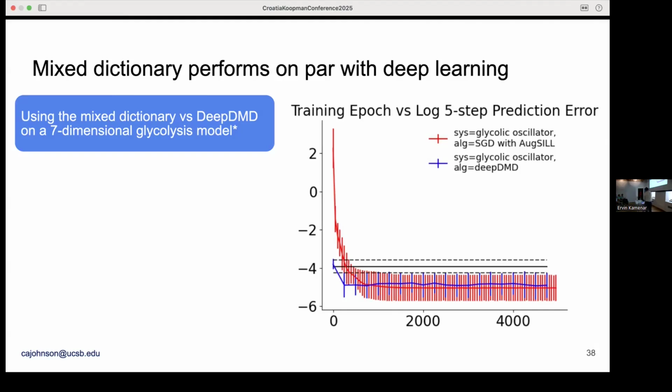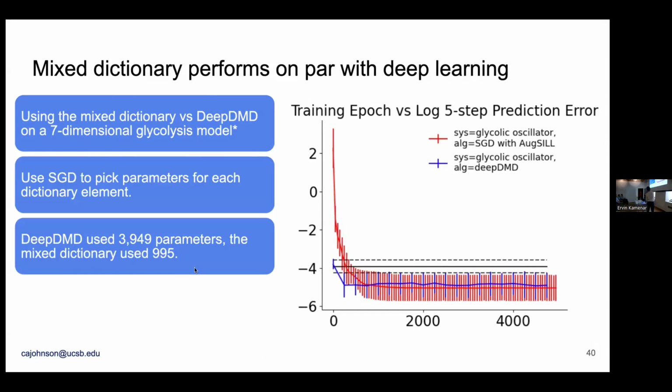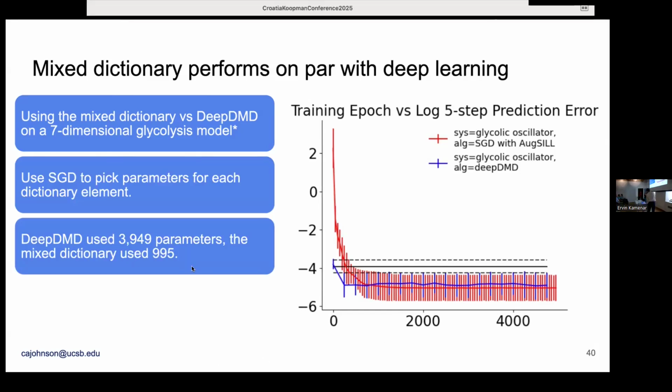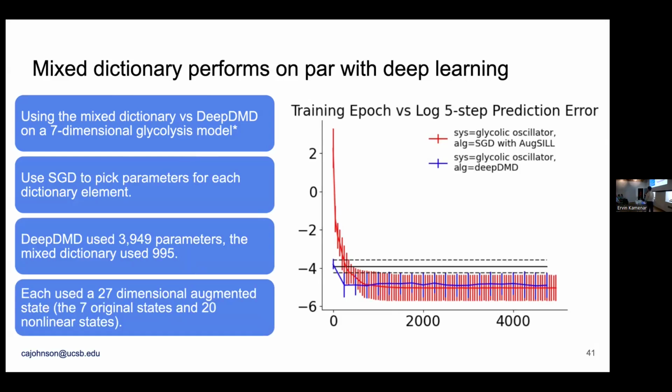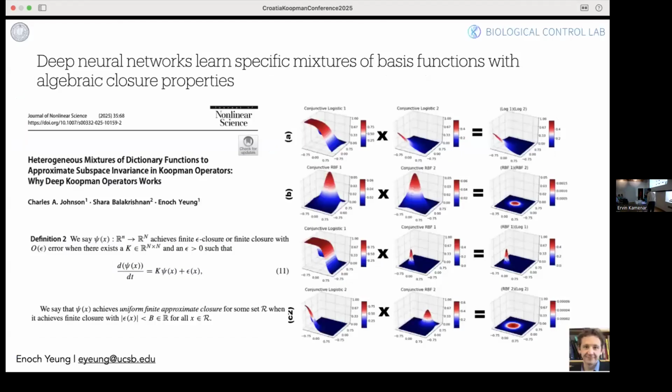So one of the things that we're thinking about going forward is, all right, we have parameter comparisons here. Deep DMD uses 3,900 parameters. The mixed dictionary uses 995. So you already have a way to get all the benefits of deep DMD without having to implement a neural net. Not everything has to be a neural net, right? And of course, all the details are present in this paper.